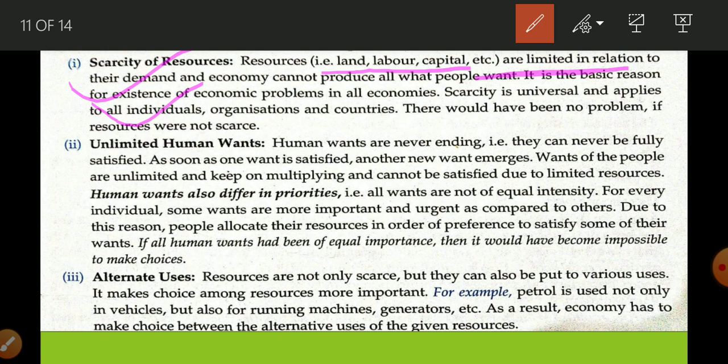Students, here it is written that human wants are never ending, they can never be fully satisfied. When one want is satisfied, another new want emerges. Now, one more thing: human wants also differ in priority. This is one positive thing related to our wants. All our desires or wants are not equally important. Take one example. Suppose at the time of admission, your father requires at least 12,000 or 15,000 to pay in your school for submitting your fees.